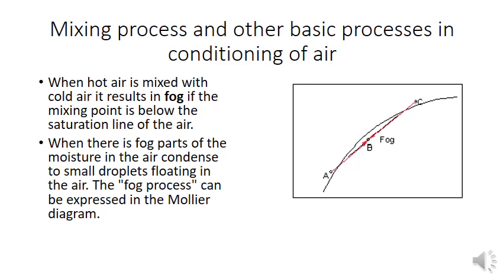Basically, if the point hangs just below the saturation line, it will create some fog. If we further heat it, the fog will be removed. Heating means we need to shift this point B towards the lower side. That's it.